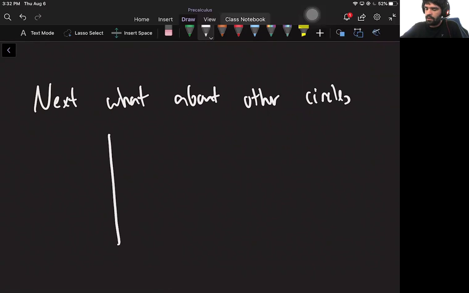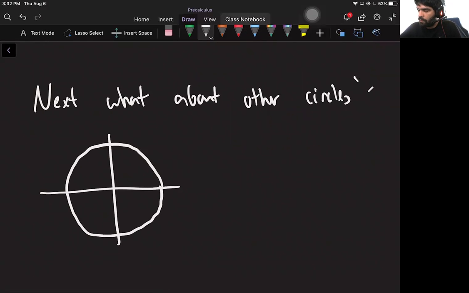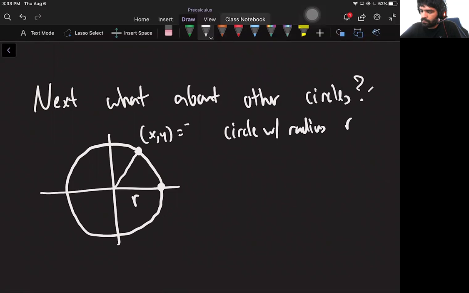So sine and cosine right now are attached to the unit circle. But what if I have a circle that doesn't have radius 1 necessarily? Instead, I don't know, so I'll just call it R. So circle with radius R. Then I want to know, can I still figure out this x and this y based on the angle that I rotate around?